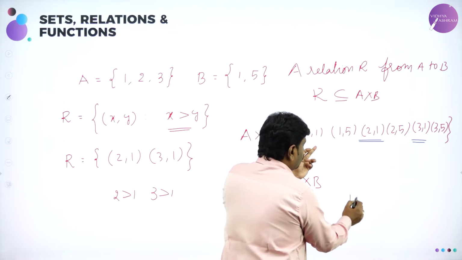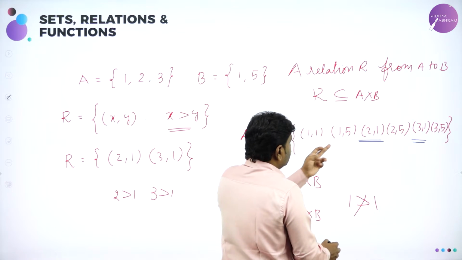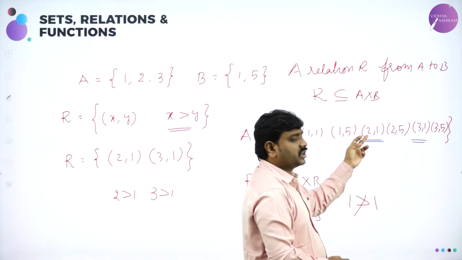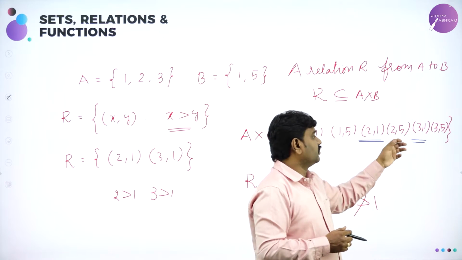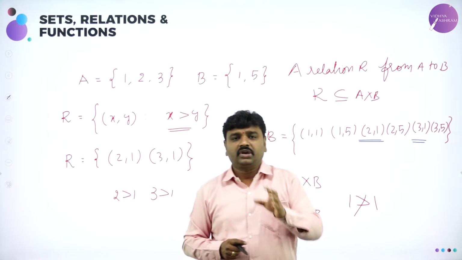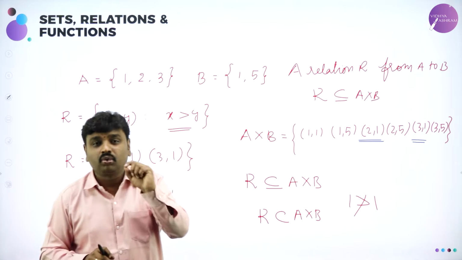But if I take 1, 1 is not greater than 1 and 1 is not greater than 5. 2 is greater than 1, I took it. 2 is not greater than 5. So only 2 elements you will get. I hope from this example you understood how to write a relation.